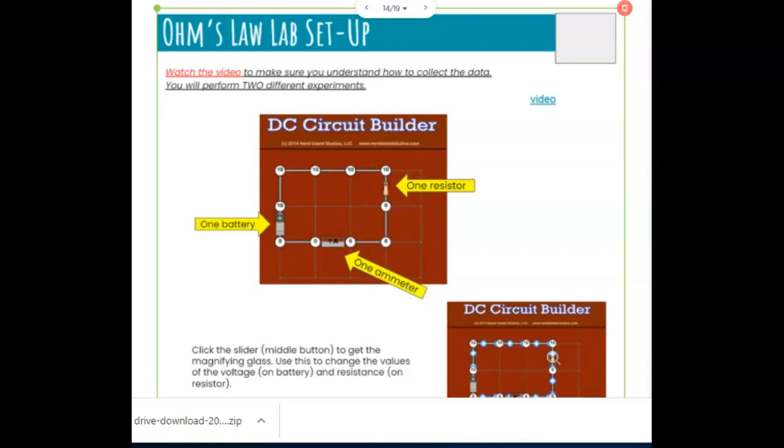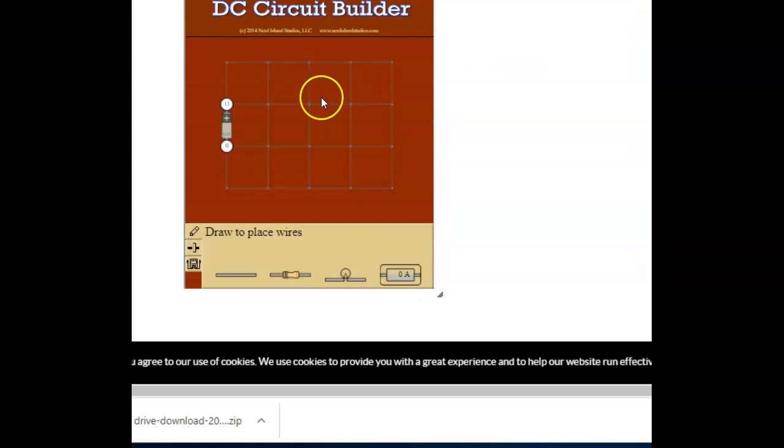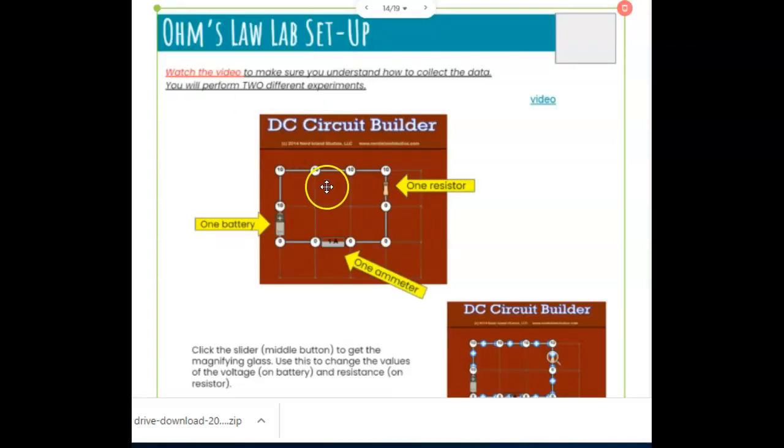All right, so I'm going to give you a quick overview of how I think you ought to collect your data for this Ohm's Law lab. First of all, you're going to be going to the simulator to create the circuit, and you want to match the circuit that is here. So you've got a battery, you've got a resistor, and you've got an ammeter all in series.